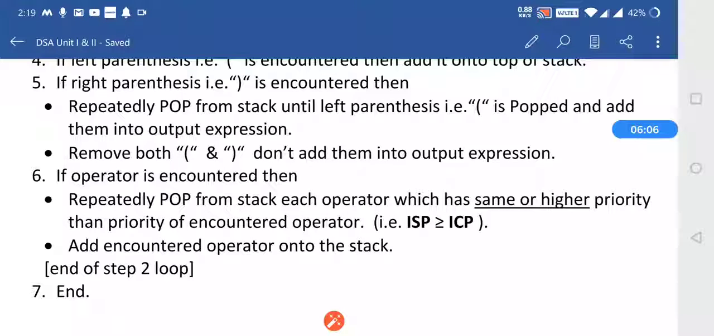So what we are doing is scanning from left to right. If an operand is found, move it directly to the output. If an operator is found, keep it in the stack. But whenever there are two or more operators, move the highest priority operator to the output. Whenever an opening parenthesis is there, keep it in the stack. Whenever a closing parenthesis is there, move all the operators to the output and remove the opening and closing parenthesis from the stack. This is how we can convert infix into postfix.